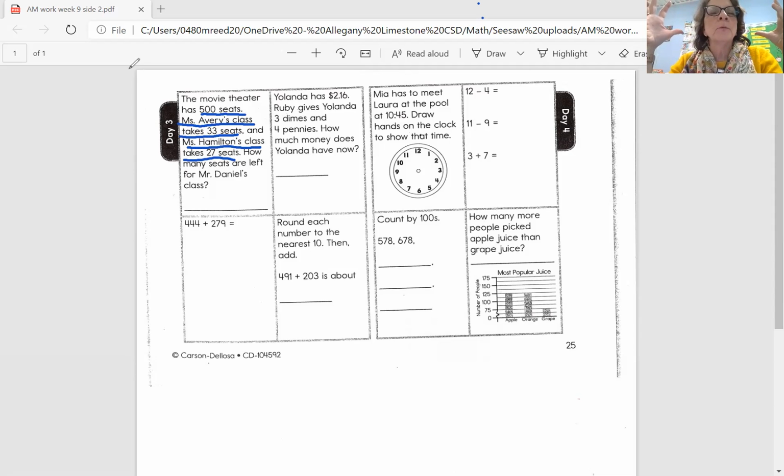That's one great big group. And then 33 seats, or part of that, will be taken up by Miss Avery's class. 27 seats, or part of it, will be taken up by Miss Hamilton's class. And then the rest will be left for Mr. Daniel's class. So I can draw a picture of this.